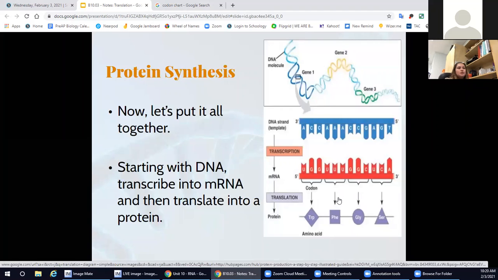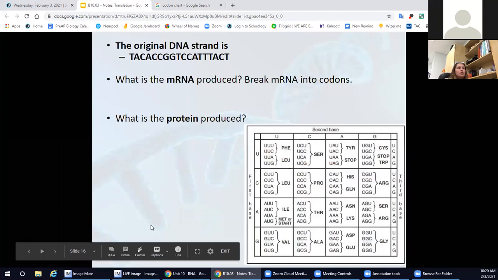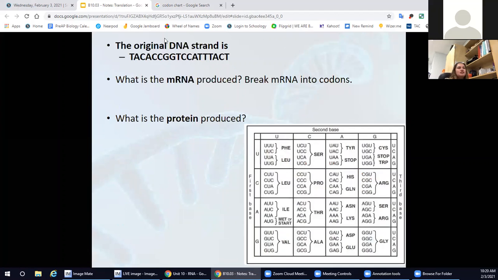All right, so let's put it all together, starting with the DNA. We're going to transcribe it to mRNA, and then we're going to translate it into a protein. All right, so this is our original DNA strand. We want the mRNA, and then we want it broken into codons. So I am going to circle, I guess. I already started circling 3 at a time.